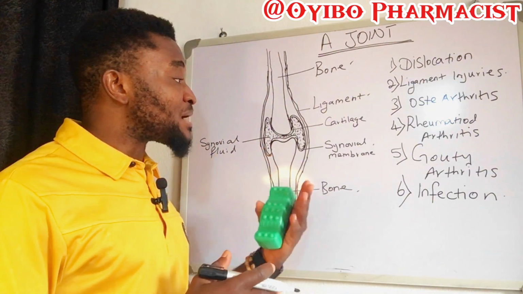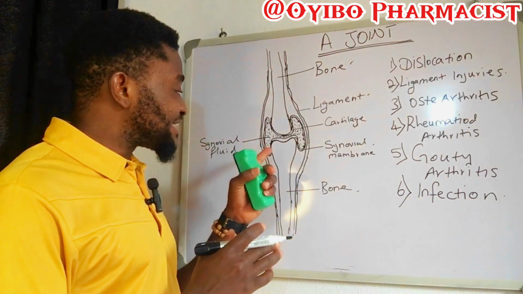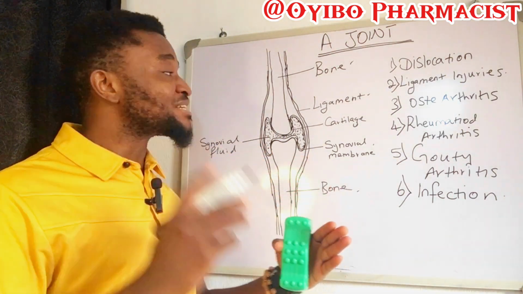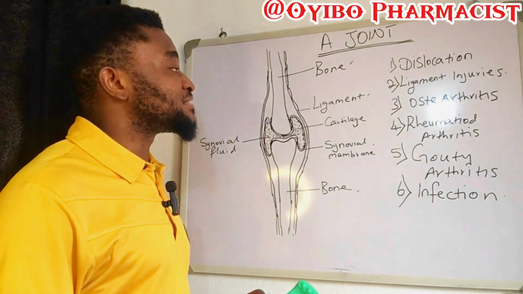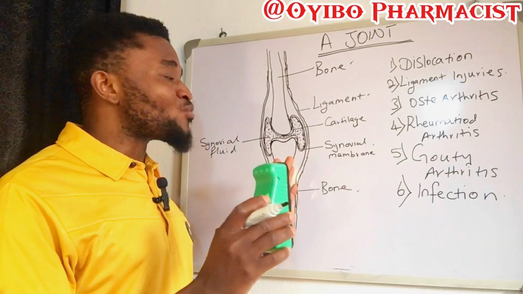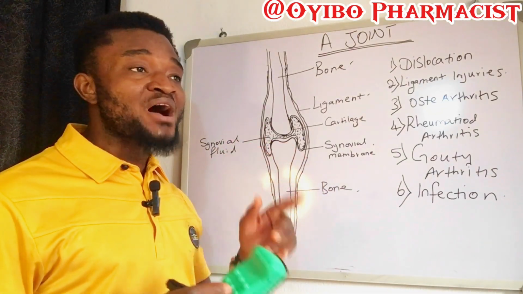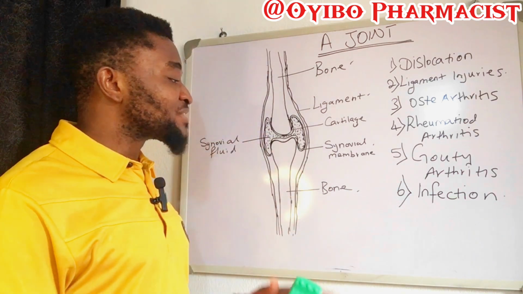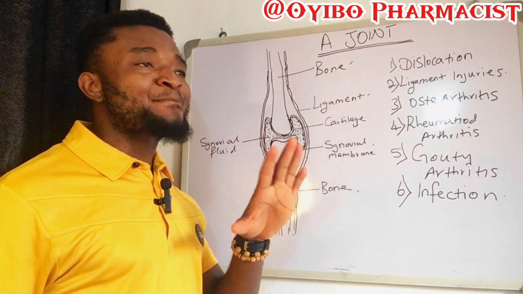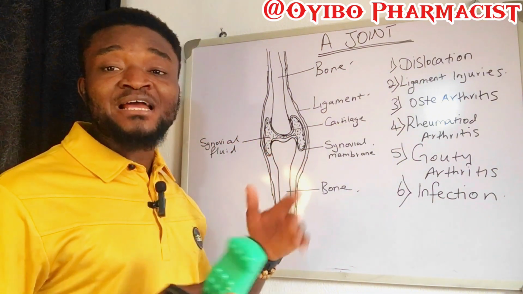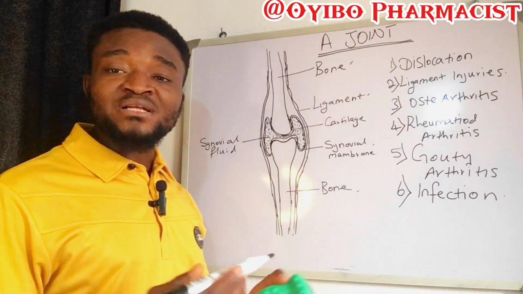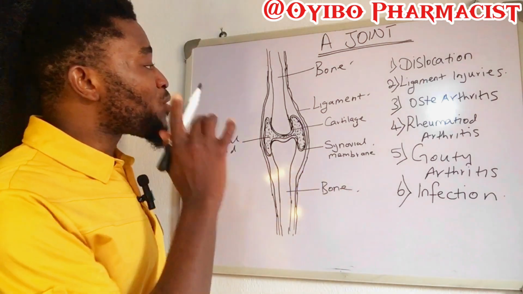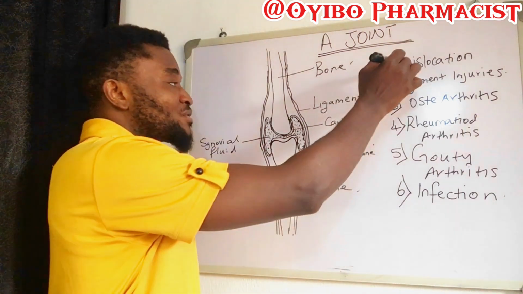So having talked about the basic components of a joint, we are now going to talk about what could be the reason why you have pain in your joint. There are quite a good number of things that can cause joint pain, about 15 of them, but for the sake of this presentation, we are going to look at only the 6 most common ones. And number 1 is dislocation.